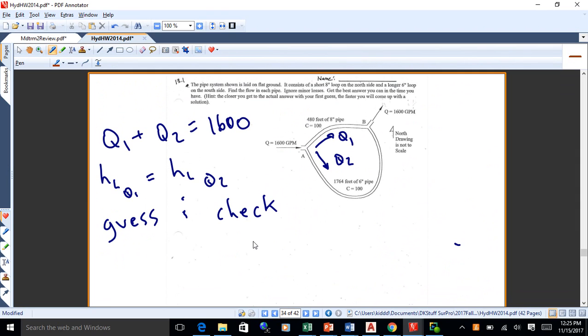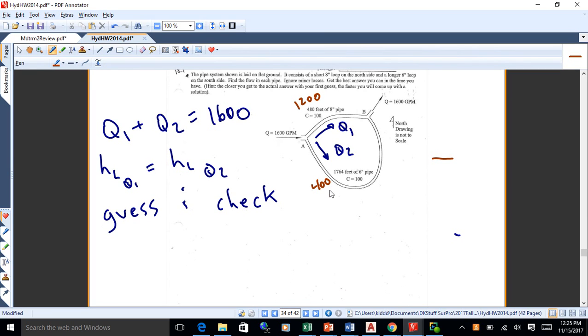Now for this one, the sum of the two equals 1600, so you just have to figure out how the flow splits. We've got 8-inch pipe that's short and 6-inch pipe that's long. So a lot more flow is going to go through the 8-inch than through the 6-inch. I would just guess, I don't know, 1200 and 400 maybe, and start with that. Then you can find what the head loss would be for each of those.